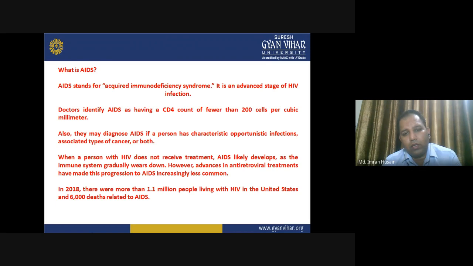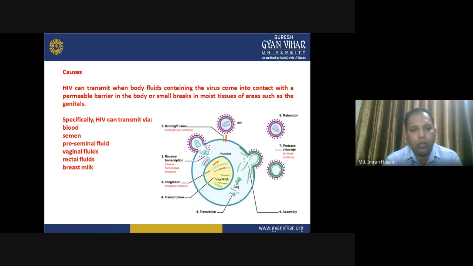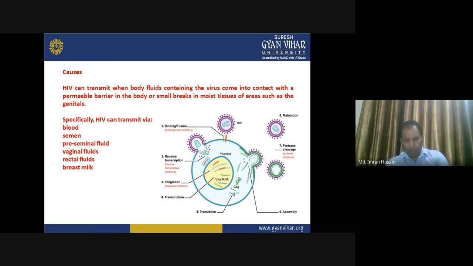In 2018, there were more than 1.1 million people living with HIV in the United States and 6,000 deaths related to AIDS. So, what are the causes? HIV can transmit when body fluids containing the virus come in contact with a permeable barrier in the body or small breaks in moist tissues such as the genitals. So, if your body has any breaks, cuts or bruises, and you come in contact with the virus, it enters inside your body.